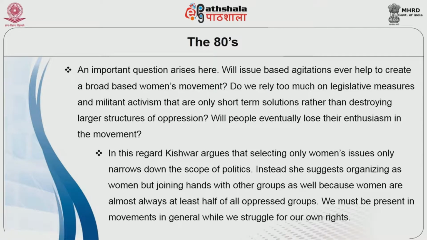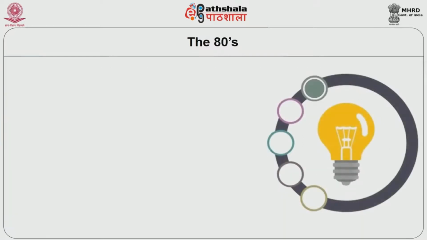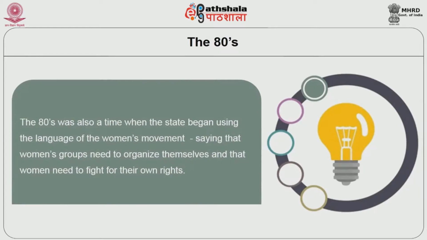In this regard, Kishwar argues that selecting only women's issues narrows down the scope of politics. Instead, she argues for organizing women but also joining hands with other groups, because women are almost always at least half of all oppressed groups. We must be present in the movements in general while we struggle for our own rights. The 80s was also a time when the state began to use the language of the women's movement, saying that women's groups need to organize themselves and women need to fight for their own rights.